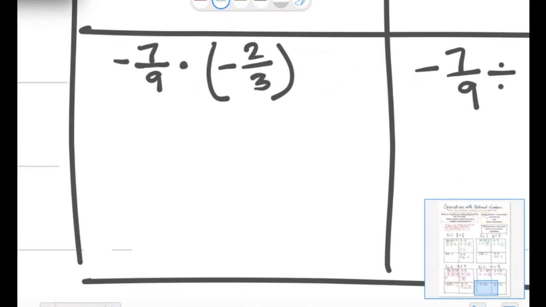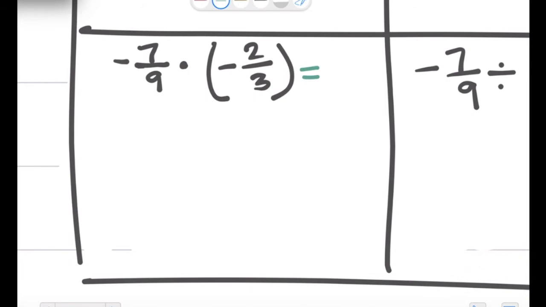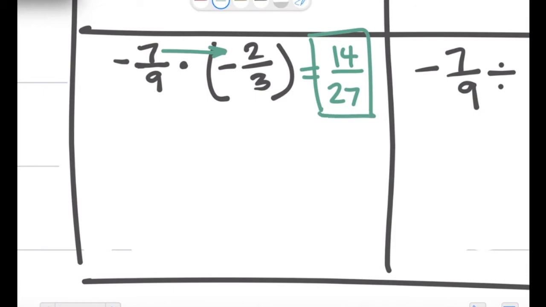Okay, next one, we're dealing with a negative times a negative, so we can automatically say that our answer will be positive. So we're multiplying fractions, no big problem, top times top. So negative 7 times negative 2 is positive 14, and then 9 times 3 is 27. And we've already said the sign stays or becomes positive.